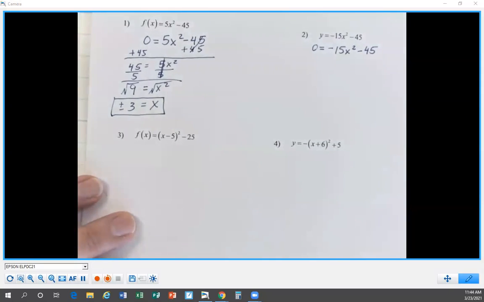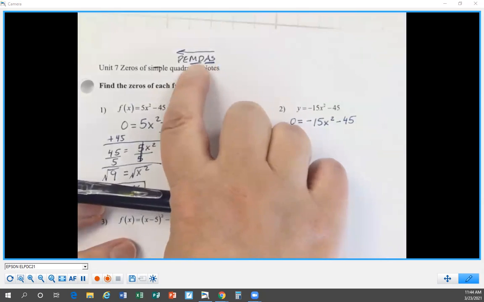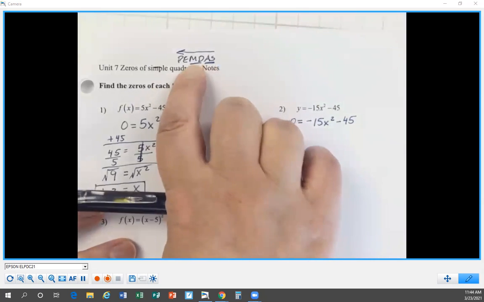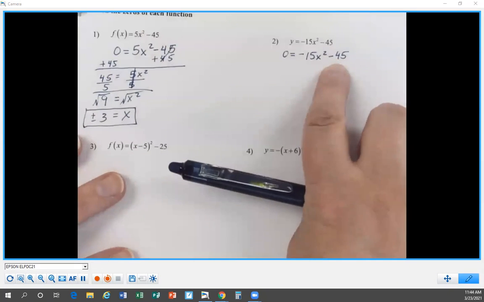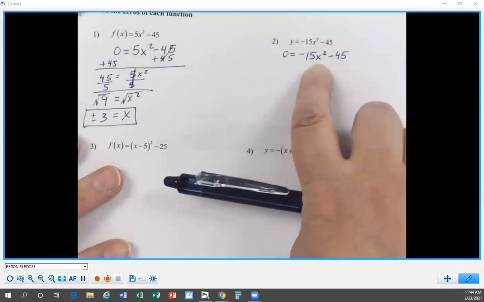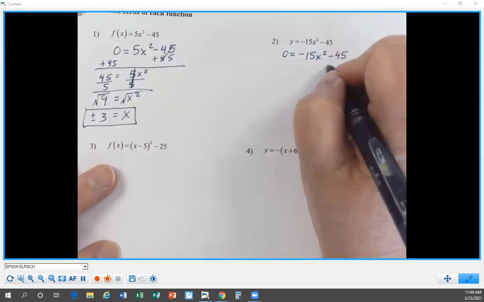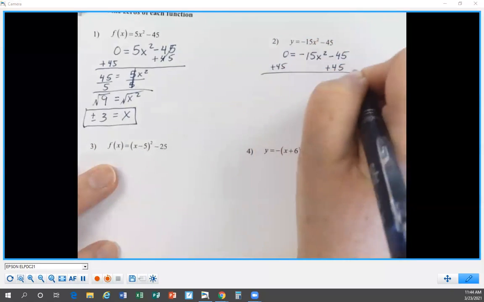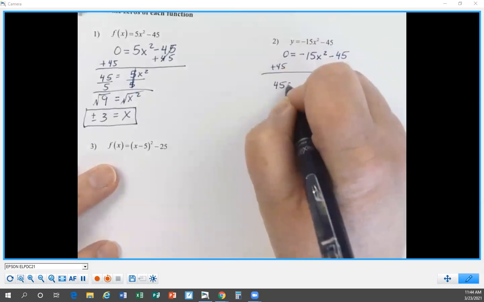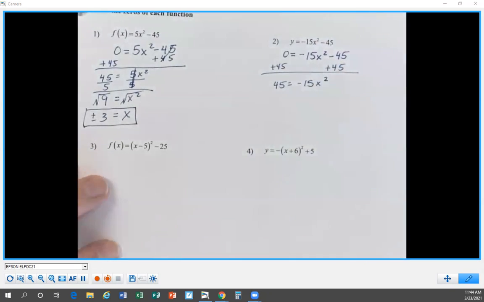Again, we're following the order of operations in reverse. Addition and subtraction first, then multiplication and division, then exponent. Is anything being added to or subtracted from our variable term? Yes. There's a minus 45, so we add 45. So we get 45 is equal to negative 15x squared.